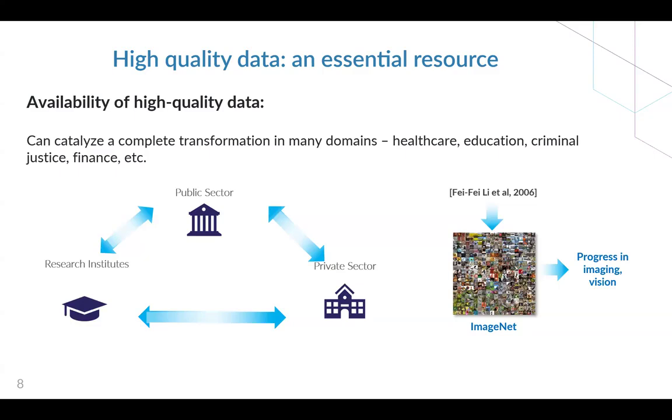I should remind everyone that high quality data is a very essential resource, and it can catalyze a very deep and fundamental transformation in many domains, ranging from healthcare to education to criminal justice to finance. And the ability for public sector, private sector, and research institutes to share data will catalyze a lot of change and essentially fuel the development of these fields. One particular example, an early example but still a very good representative, is the curation and the sharing of ImageNet data back in 2006. After ImageNet, it triggered a complete transformation in computer vision and image processing. And without ImageNet, we won't have the success of convolutional neural networks today.